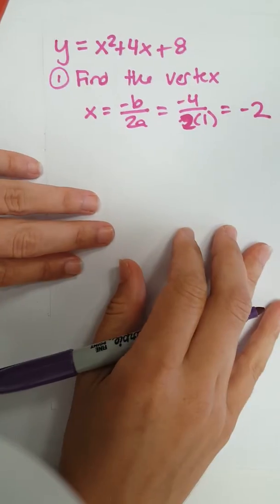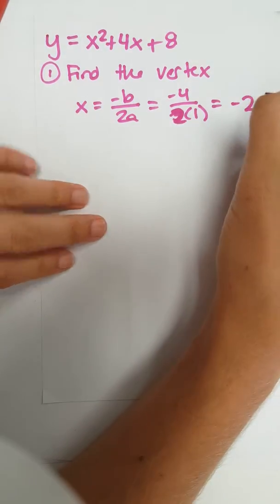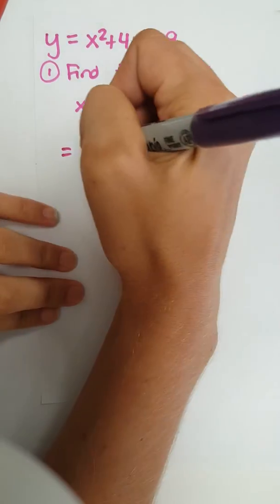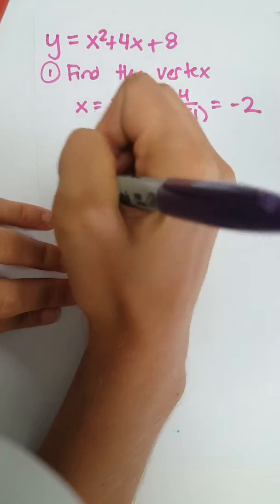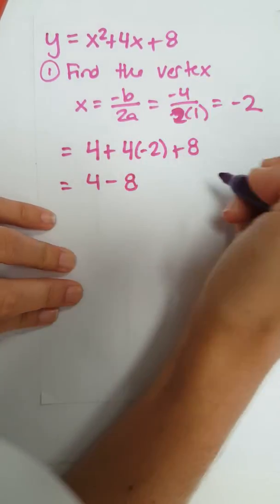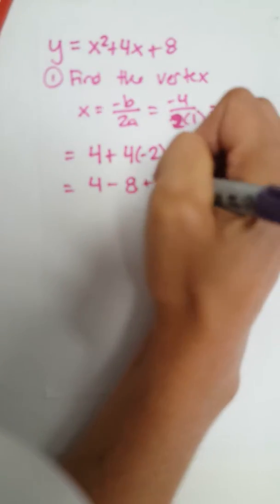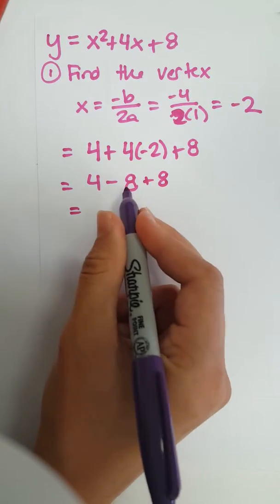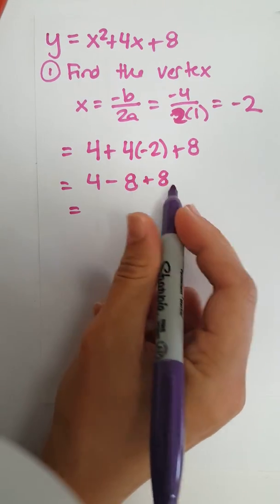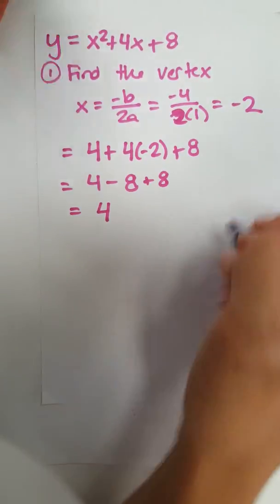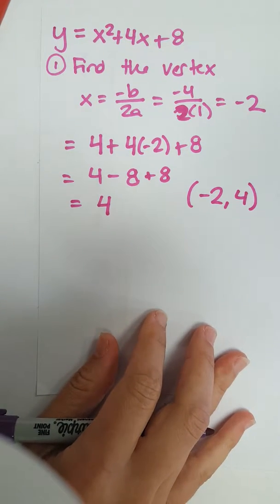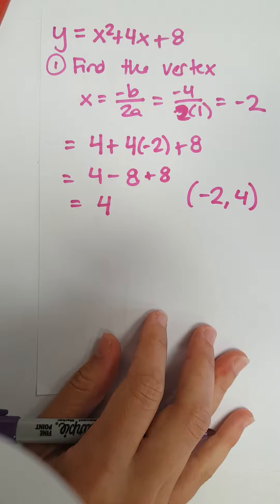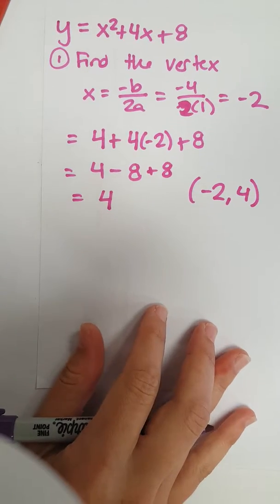So now I have to find the y value. So everywhere I see x, I plug in negative 2. Now, can I just start squaring this? What's negative 2 squared? Well, it's 4. So 4 plus 4 times negative 2 plus 8. Okay, 4 plus negative, 4 times negative 2 is negative 8. So we're going to get 4 minus 8 is negative 4 plus 8 is positive 4. Okay, so our vertex is negative 2, 4. Hopefully you got that. If not, go ahead and write this down.